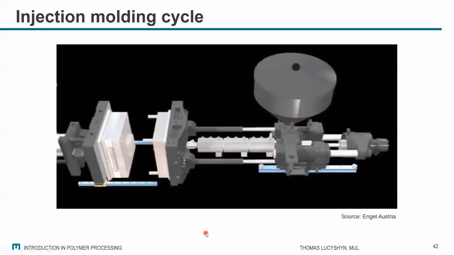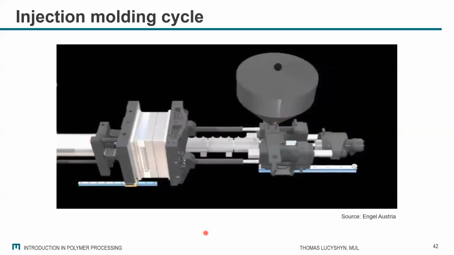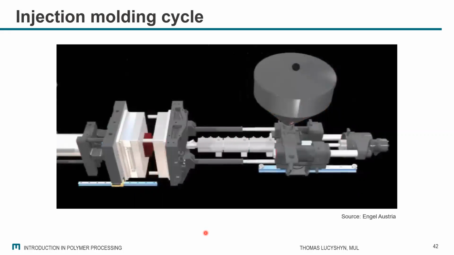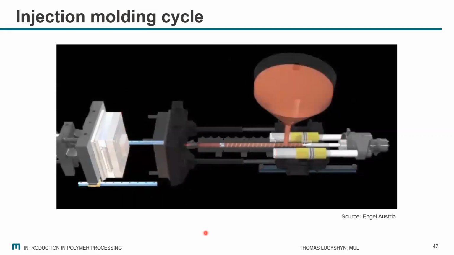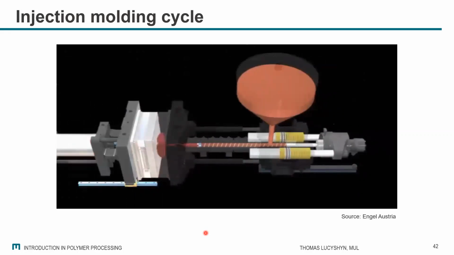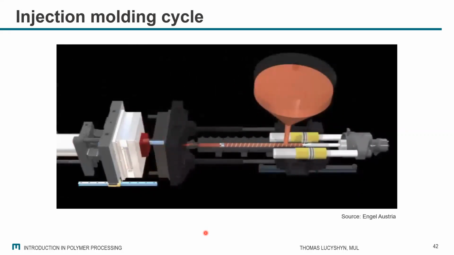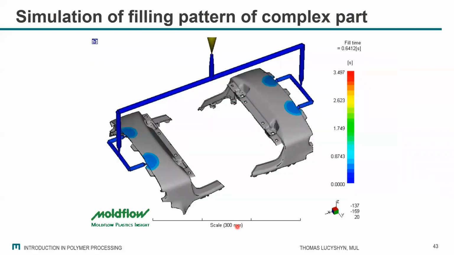So maybe repeat again. So mold closing, moving forward of the injection unit, injection, packing, feeding, cooling, opening, demolding, and once again looking inside, closing, injection, packing very short, feeding, going back, and so on. This is one possibility to look inside the cavity.